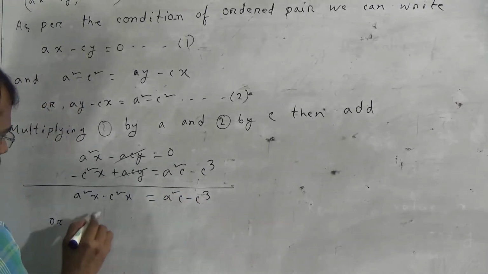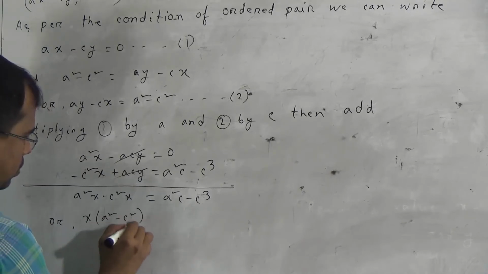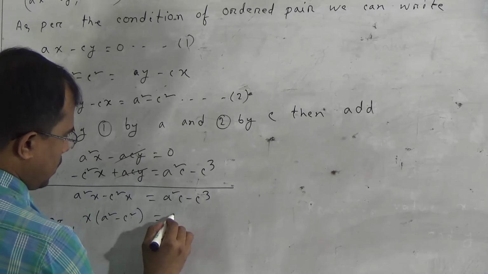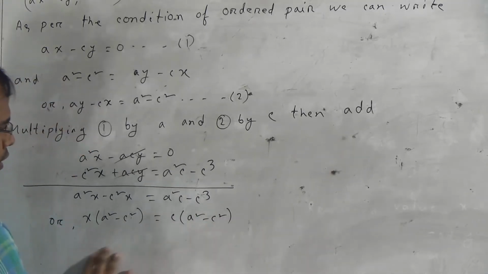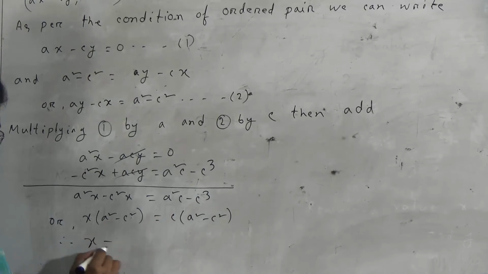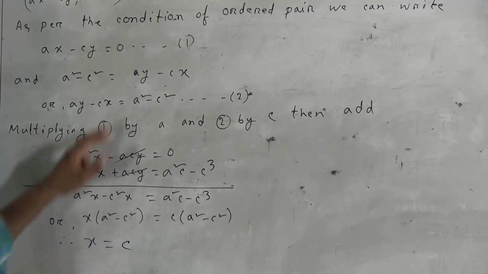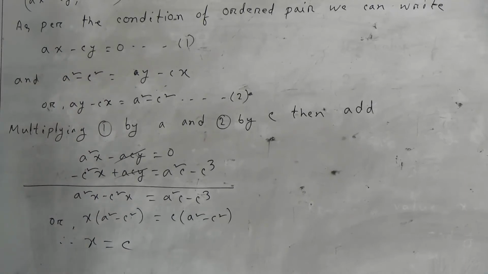Or if we take x as common, then it will be a square minus c square, equal to, if we take c as common, then a square minus c square will come here. On both sides a square minus c square exists. So vanishing a square minus c square from both sides, we can write only x equal to c. Dear students, we have already got the value of x. Now putting the value of x in equation 1, we can get the value of y.